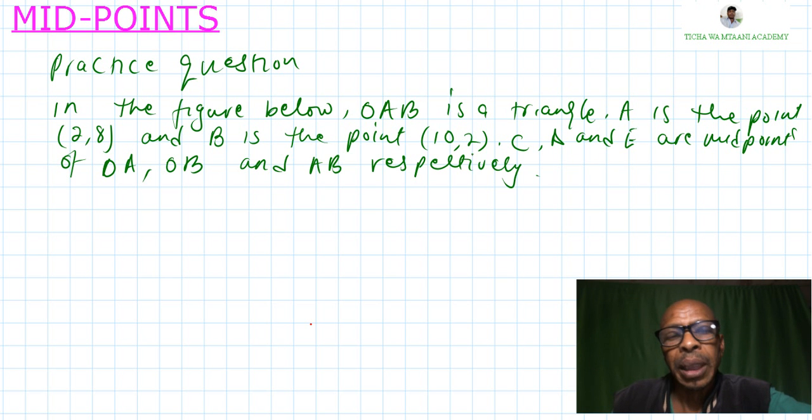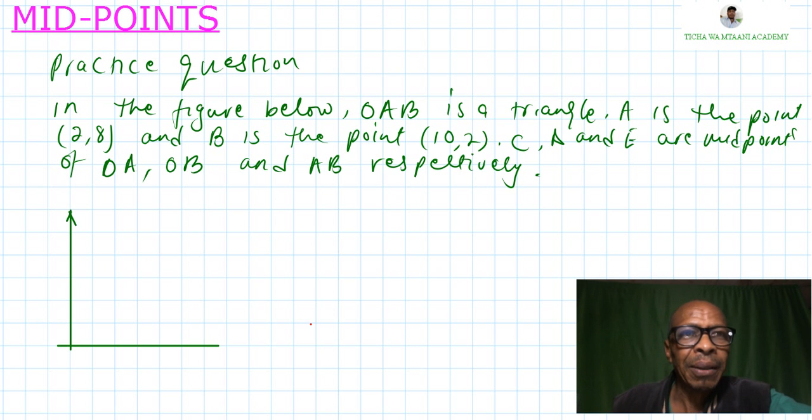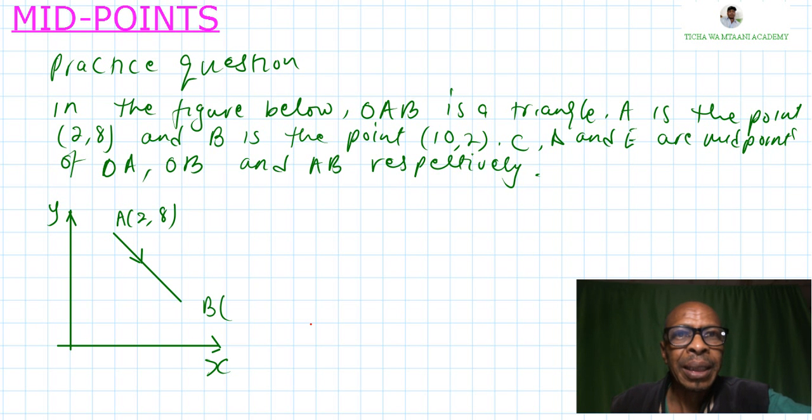Okay, so let's have the figure. So we draw the figure. Our figure is like this. We have our x, y axes. Then we have our vector here. Let's draw a straight line. So this is A, this is a vector AB. Coordinates of A are 2, 8. Coordinates of B are 10, 2.